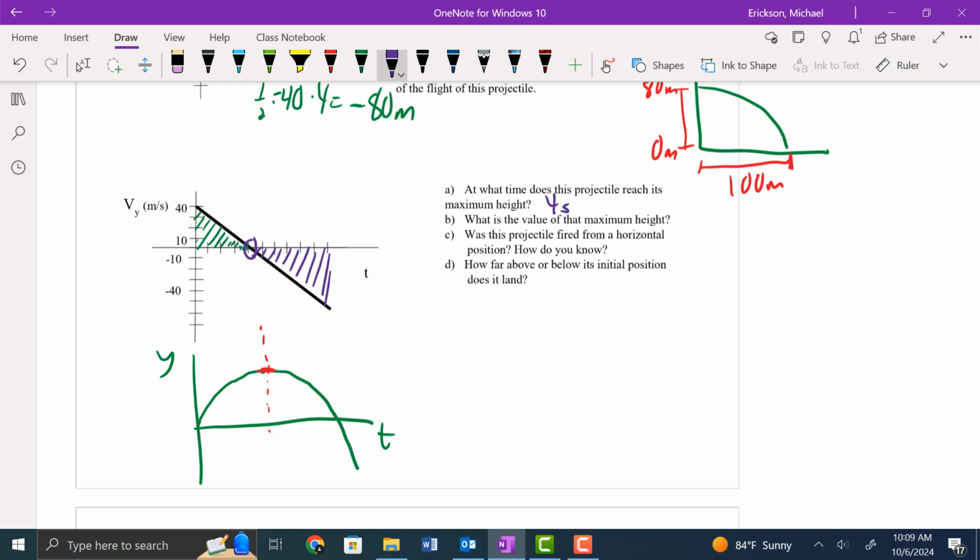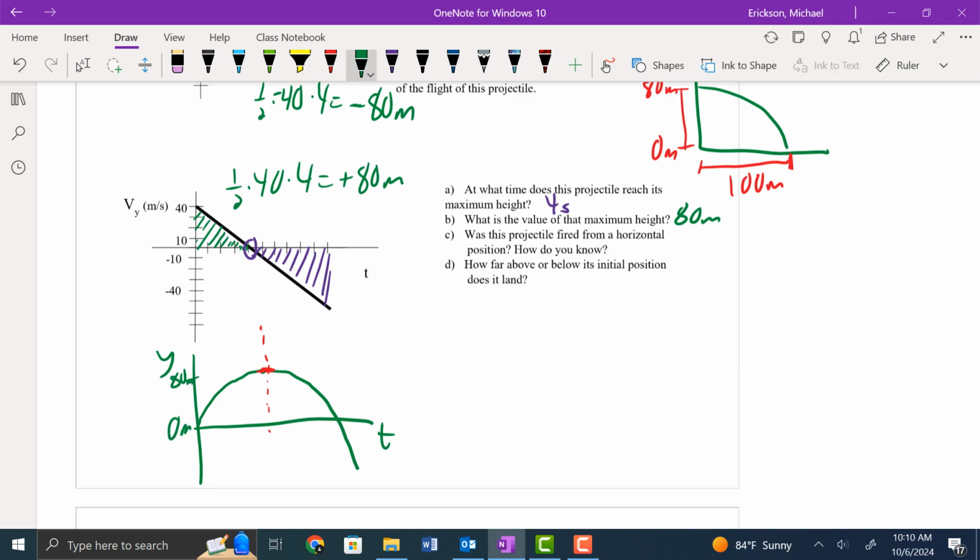And they ask us for the value of that maximum height. It's going to be 1/2 times 40 times 4. So we're going to get positive 80 meters. So 80 meters is my max height. And you know what? I can even label it here just to help things out. So I'm at 80 meters.